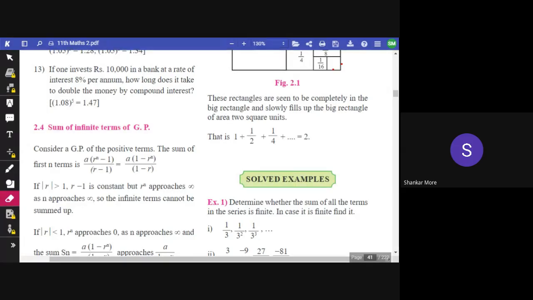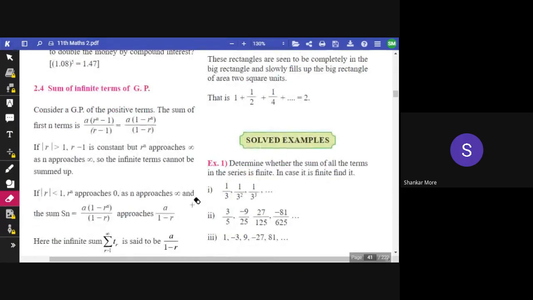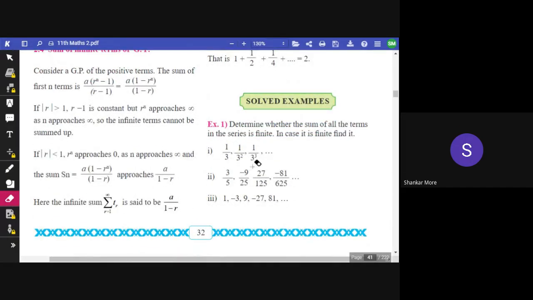Is it clear to you, Sankalp? Let us see a few more examples, then you will understand. So see the solved examples. Now the first series is 1 by 3, 1 by 3 square, 1 by 3 cube.